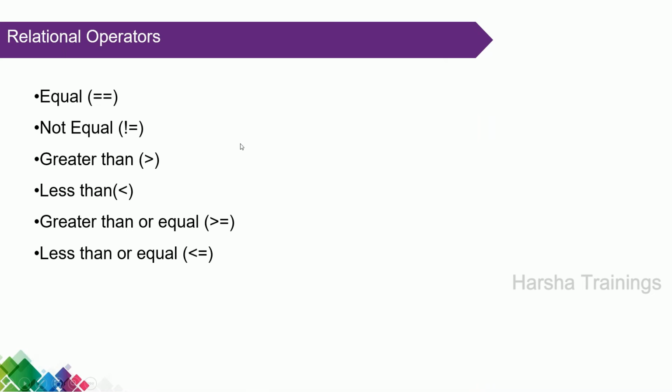Relational operators. So what do you mean by relational? The name specifies we have to check the relation between two operands. For example, a plus b. Here plus is called the operator. I think you know the terms. A, b are generally called operands in programming languages.